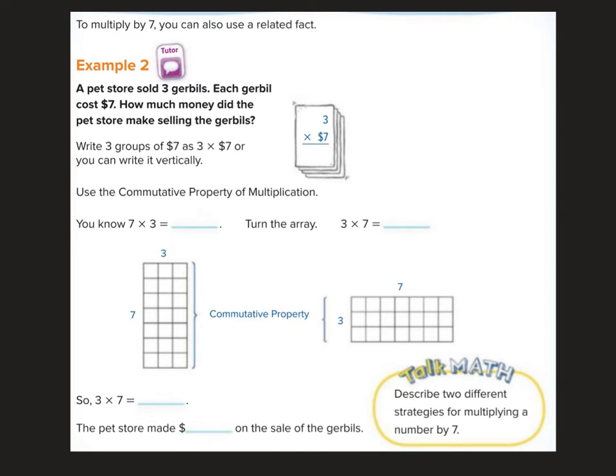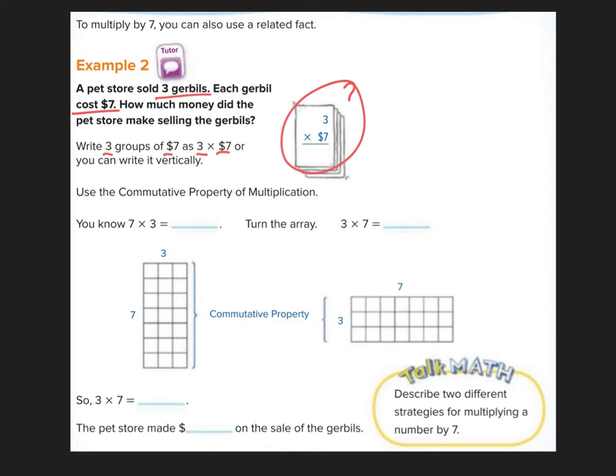Example 2, to multiply by 7, you can also use a related fact. So let's look here. A pet store sold 3 gerbils. Each gerbil cost $7. How much money did the pet store make selling the gerbils? So, here we go. Instead of saying, well, I'm doing 3 times 7, with 3 groups of $7, I could say 3 times $7, or you can write it vertically, up and down, vertically. I could use the commutative property of multiplication.